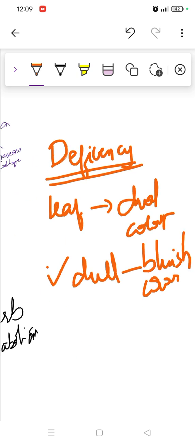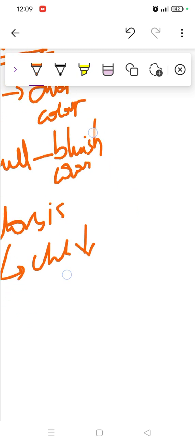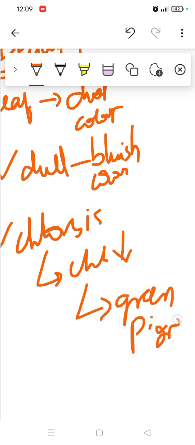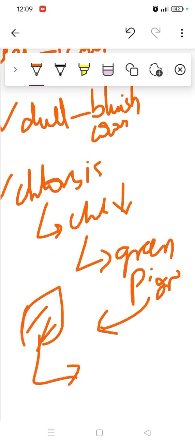And for one more thing, you will see the process of chlorosis. Chlorosis is simply where the chlorophyll amount decreases, meaning a lack of chlorophyll. Chlorophyll is what? Green pigment. And when we don't have green pigment in the required amount, the leaf, which is green, will turn yellow. So I'm sure it's very clear.